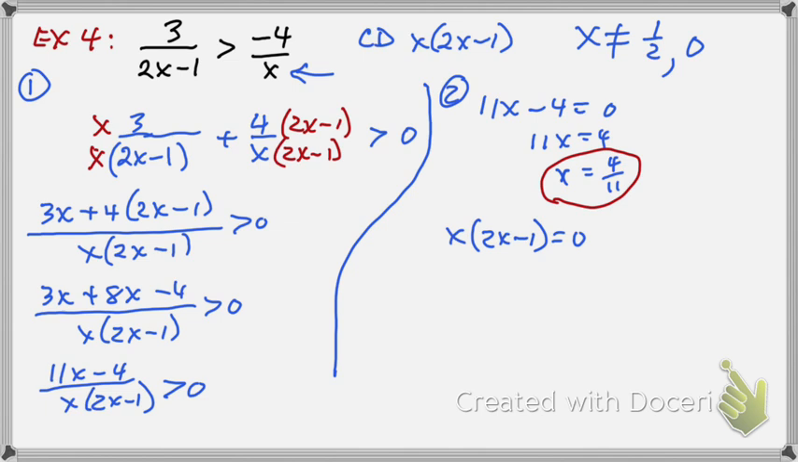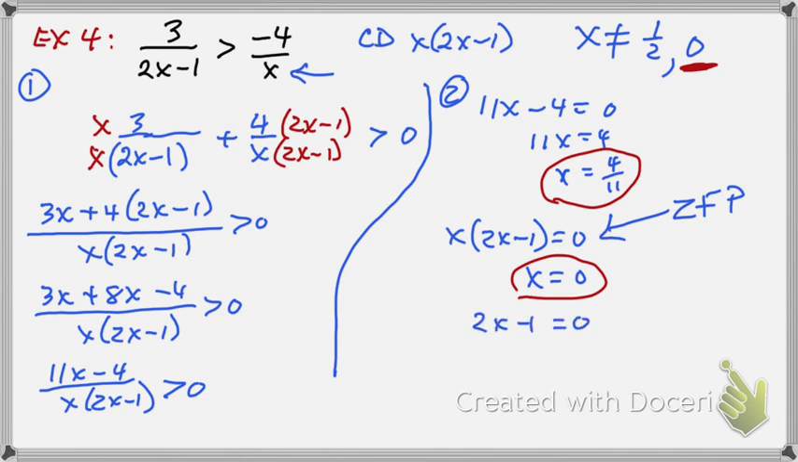What am I looking at there? That's a 0 factor property, right? I got two factors, I multiply them together, I get 0. So another critical value is going to be, I set each one of them to 0. So I'll just go x equals 0. There's a critical value. Notice though it can't be 0. And I've got 2x minus 1 equals 0.